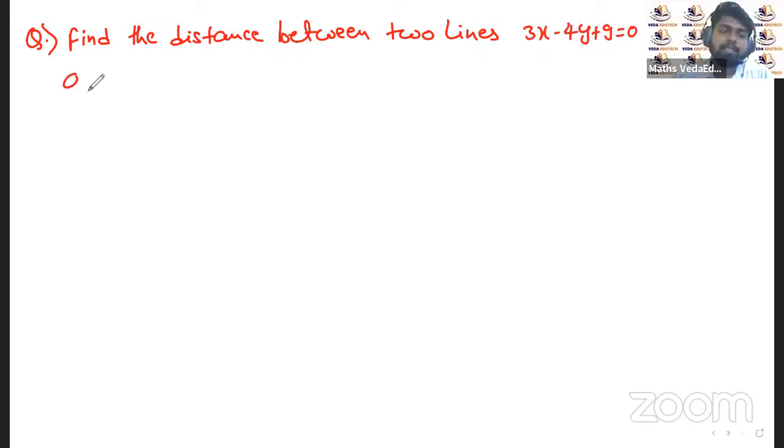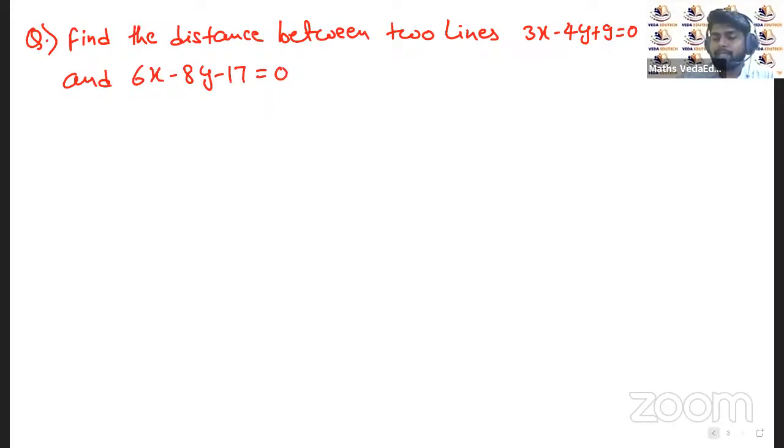And the second equation is 6x minus 8y minus 17 equal to 0. Now, first we need to understand how we are going to approach it.